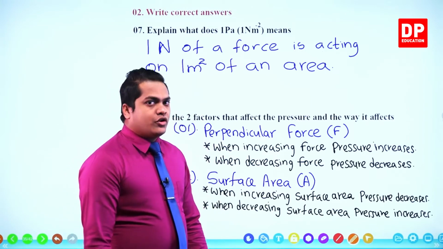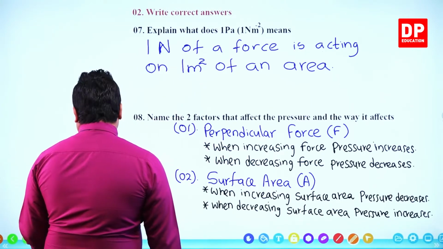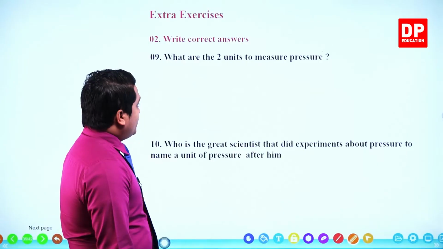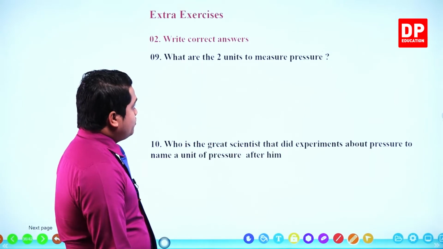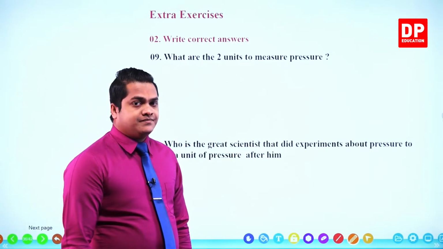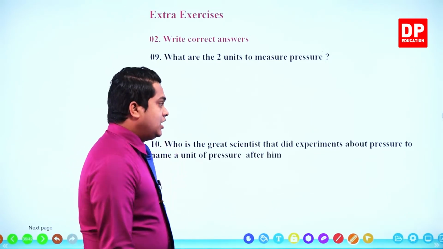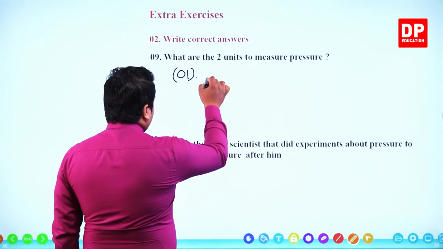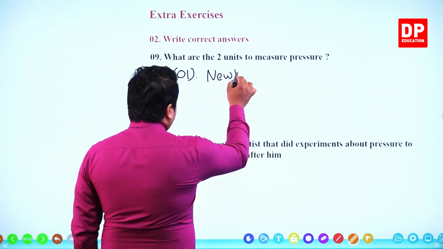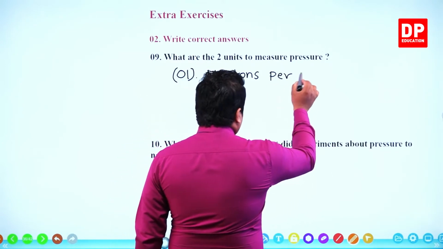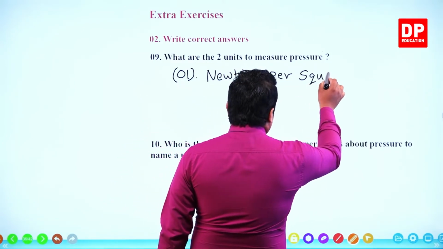Right, then we'll move on to the next question, my dear children. So still we are in the second main question. The second main question, ninth question, what are the two units to measure pressure? The two units that we use to measure pressure. Okay. Number one, very simple, newtons per square meter.